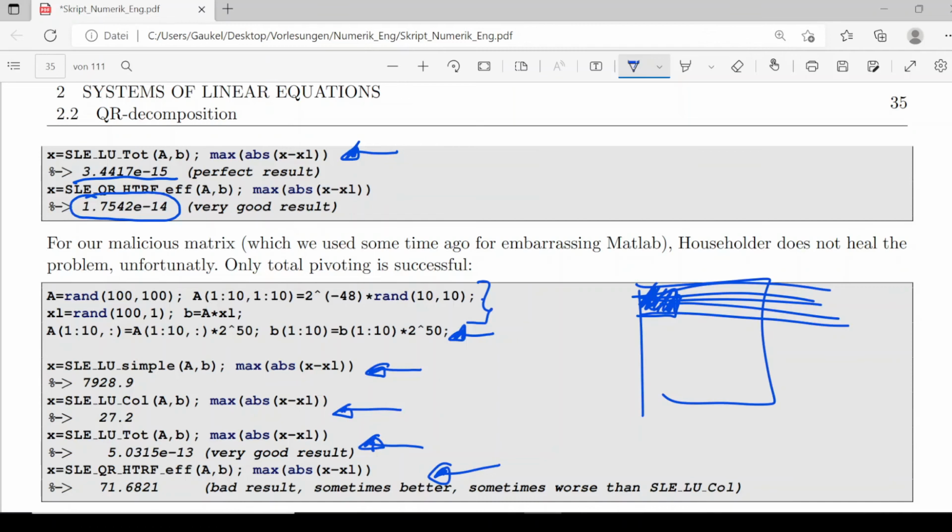When I was a student and I learned Householder transformations, I was sure that the problems are healed by the Householder transformations, but I was very surprised to learn that that is not true. So Householder is better in some sense, but not as good as we have hoped, for the effort, a lot of mathematics to understand. Unfortunately, this seems to be a very hard problem, and so far only total pivoting was able to heal the problems.